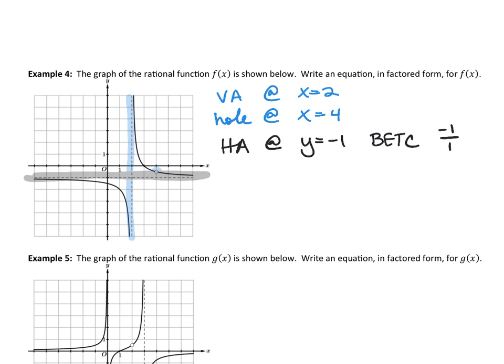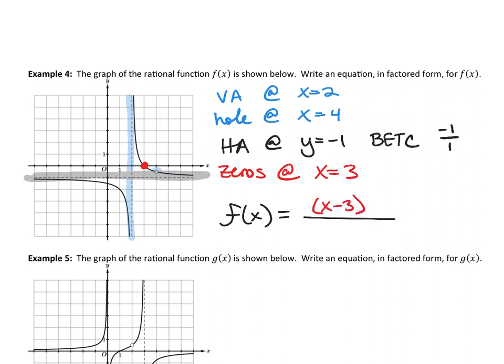The last thing I see on here that's important is those zeros. We found the zeros to be where the graph crosses the x-axis, and that's at x equal to 3. If we put this all together, we know the following. On the top, we have to have the factor that creates the 0 at 3. We also know that we have to have the factors that create the hole, which means there's going to be an x minus 4 on top and an x minus 4 on bottom.